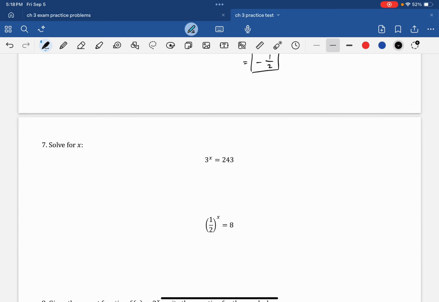Okay, solve for x. 3 to the power of x is equal to 243. Well, if we remember our powers of 3, this is just 3 to the 5th. 81 times 3, right? So x equals 5.